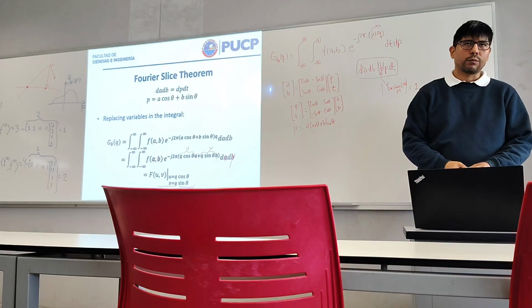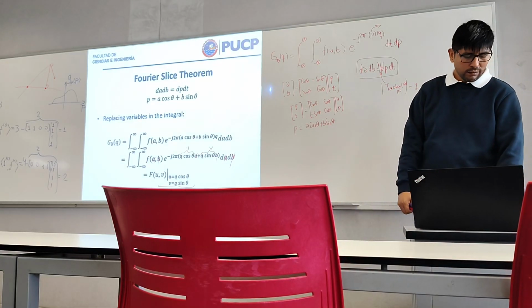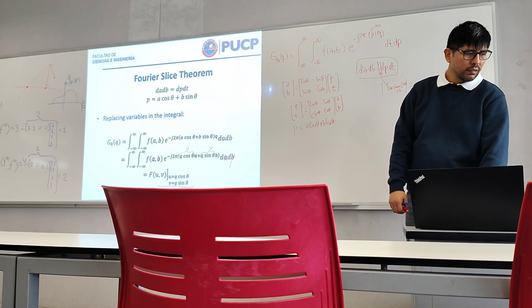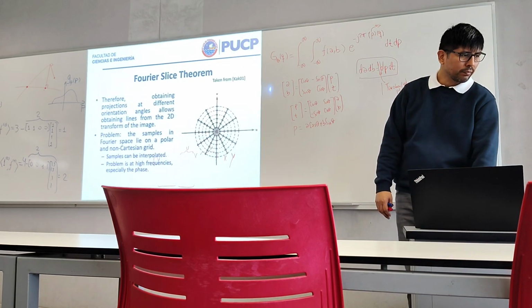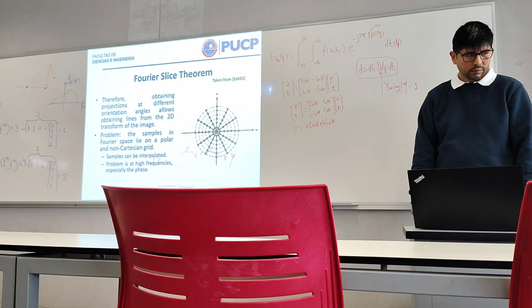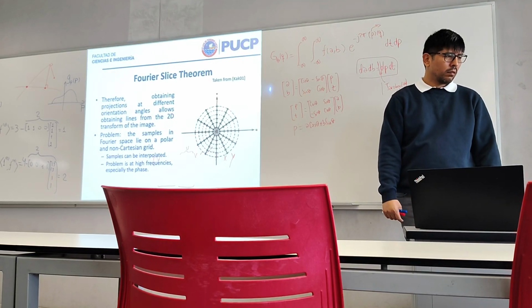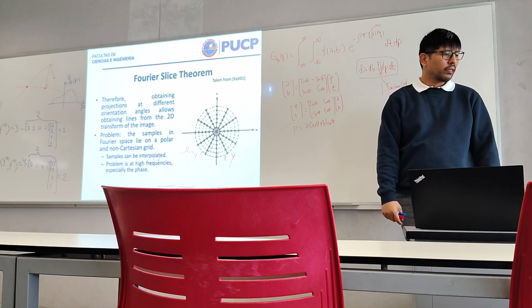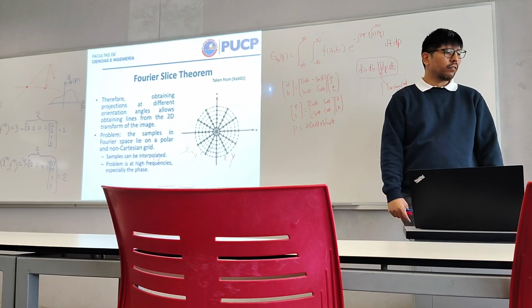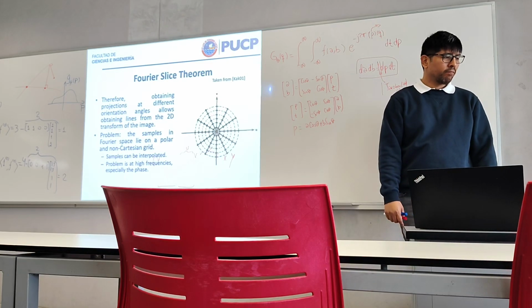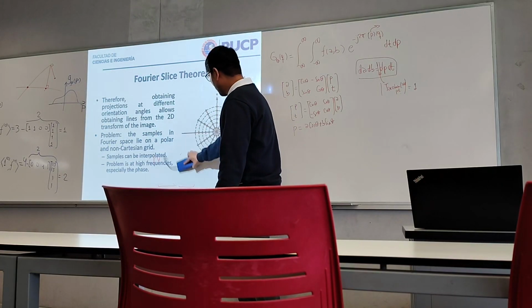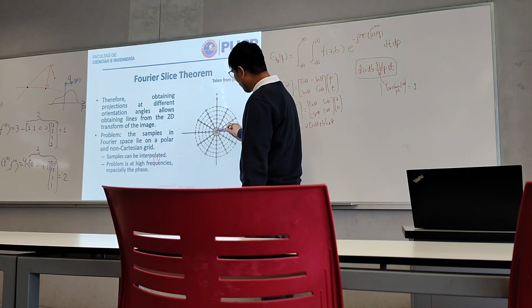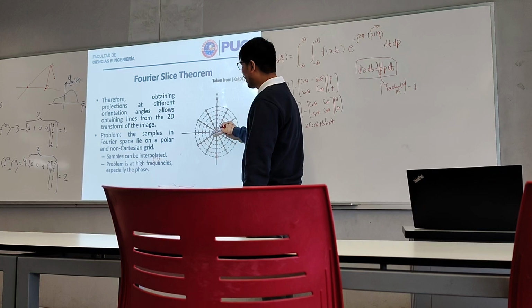Again, the Fourier transform of the projection will be one slice, or one line, or one portion of the Fourier transform in 2 dimensions. Therefore, obtaining projections at different orientation angles allows obtaining lines from the 2D transform of the image. It's something like this, right? The samples that we obtain are given by these points for different angles.